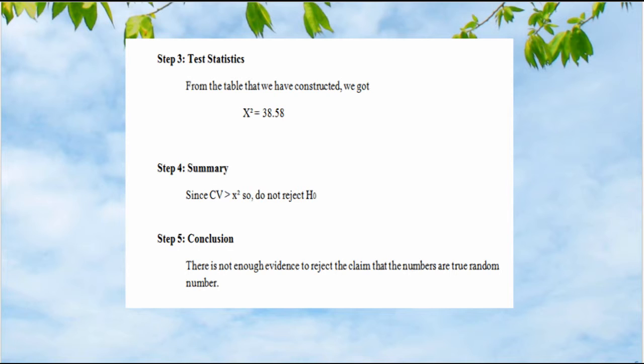From the table that we have constructed, we got that the value of x squared is 38.58. Step 4 is summary. If we draw the graph, we can see that the value of x squared is not in the shaded region. So we can summarize that we do not reject H0. Step 5 is conclusion. In conclusion, we can conclude that there is not enough evidence to reject the claim that the numbers are true random numbers.